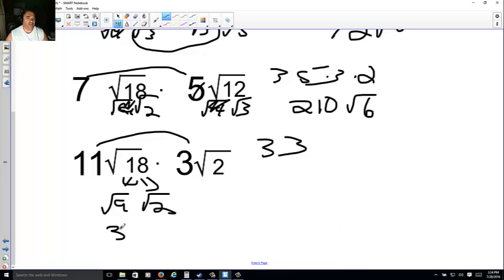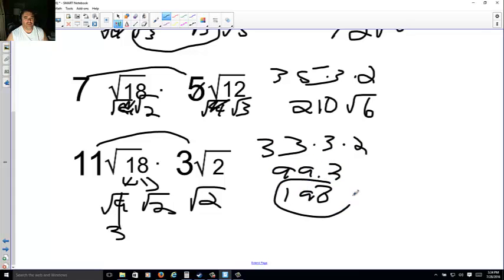Oh yeah, square root of 9 becomes 3. So I have 33 times another 3. And square root of 2. Well, square root of 2, square root of 2, 2 halves make a whole. Times 2. 33 times 3 is 99. Times 2 is 198. And is this the only way you could do it?